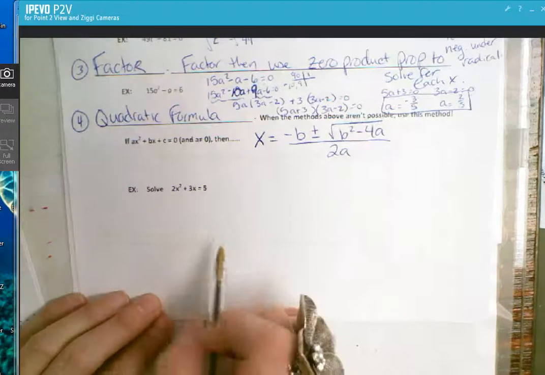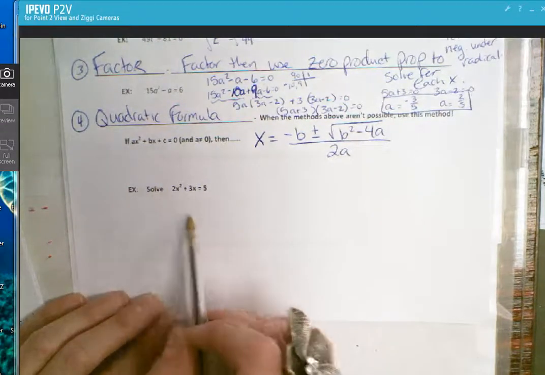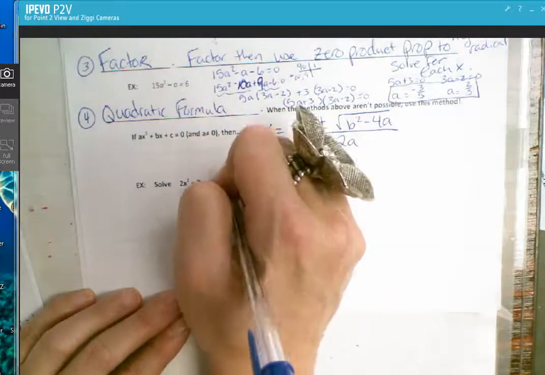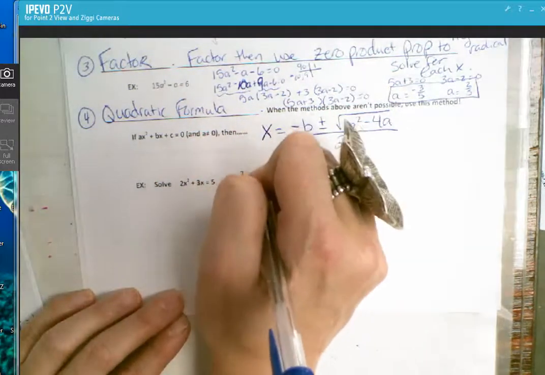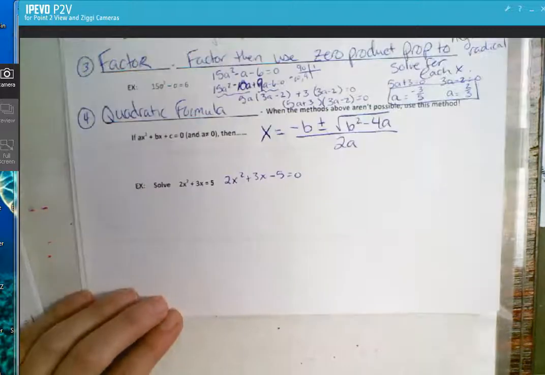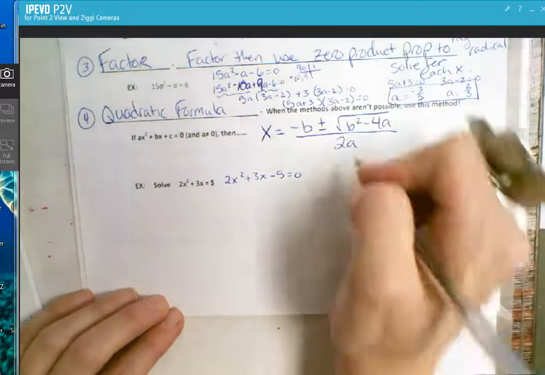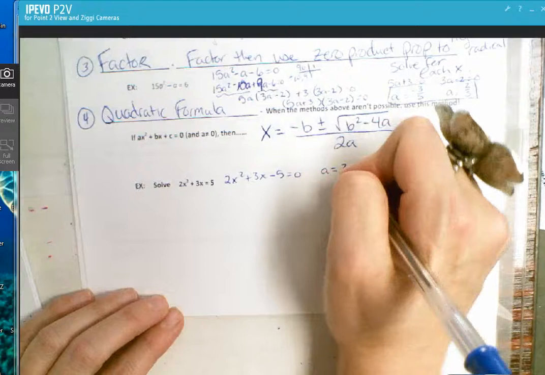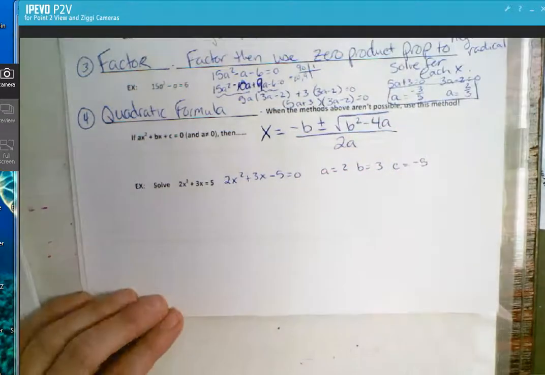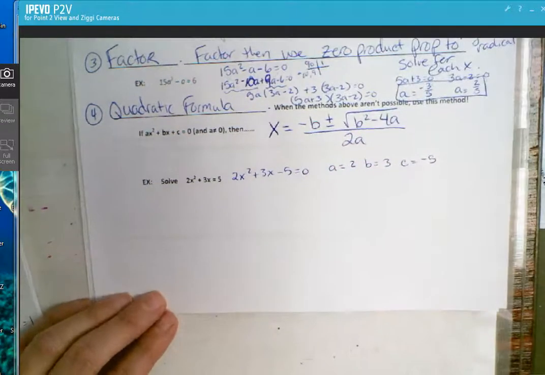You still need to be in standard form, which means everything needs to be moved over to one side. So I'm going to rewrite this as 2x squared plus 3x. I must subtract 5 from both sides to get my pieces. Then I know that a equals 2, b equals 3, and c equals negative 5. And then it just becomes a matter of substituting the pieces.